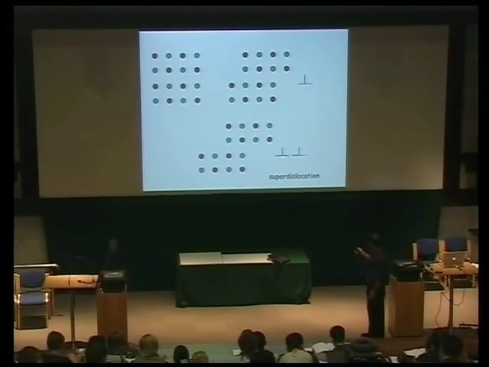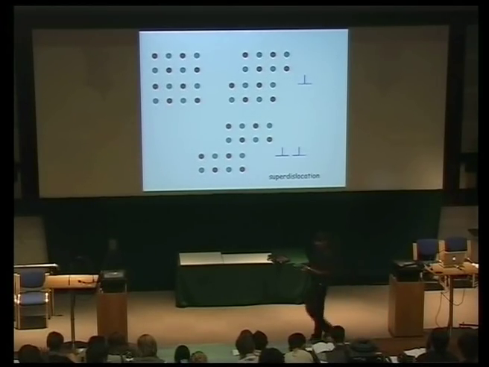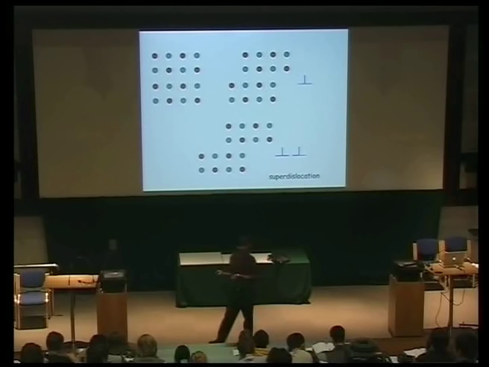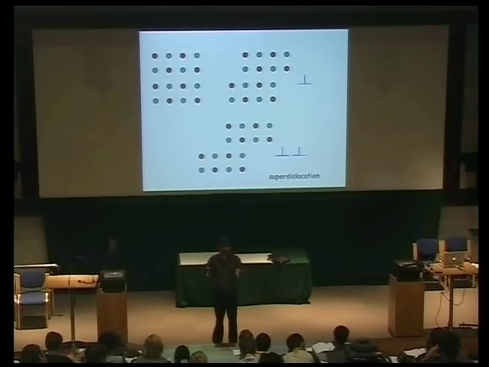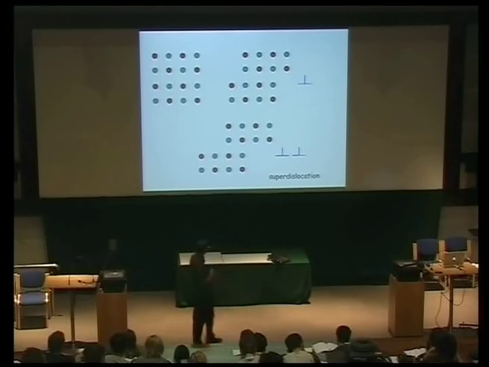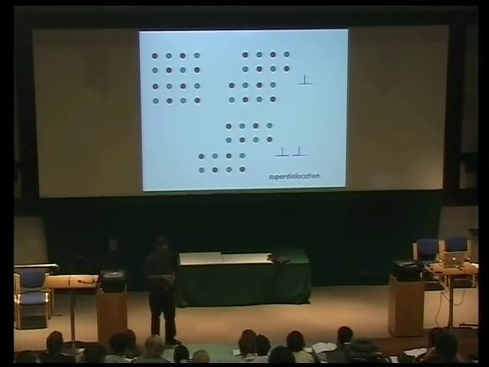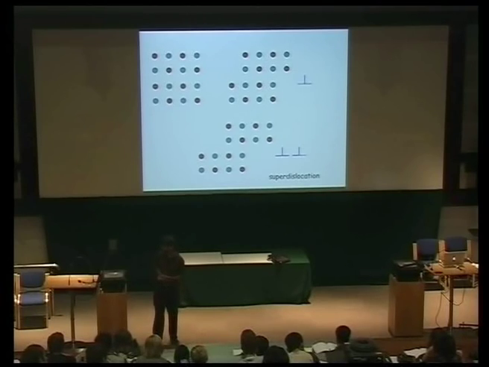Now, of course, these two dislocations repel each other because they have identical Burgers vectors. They've got extra half planes, and they have exactly the same sign, therefore they repel each other. What holds them together is that in between these dislocations, you have this region of disorder. So that region is called an antiphase domain boundary.